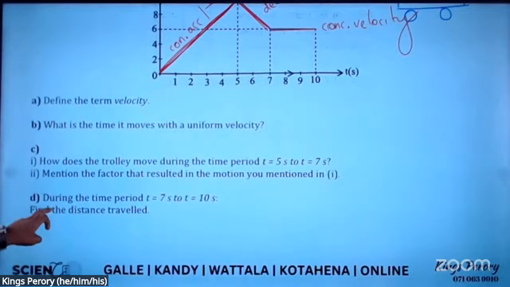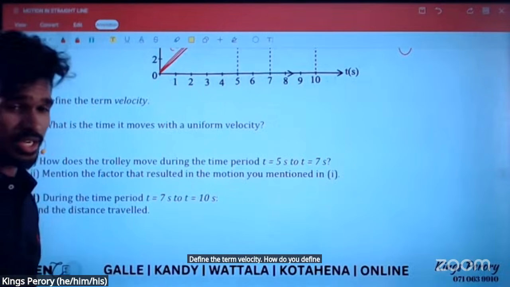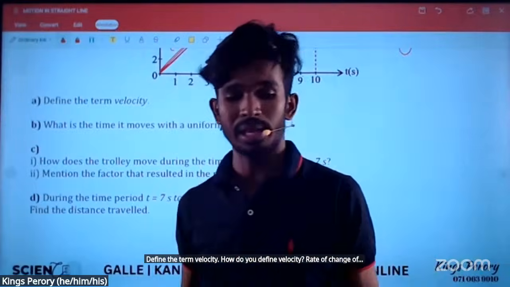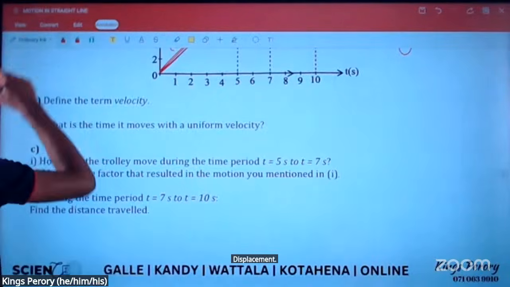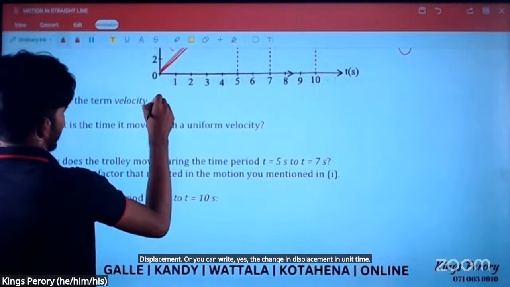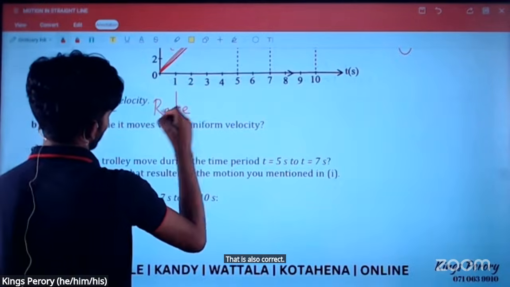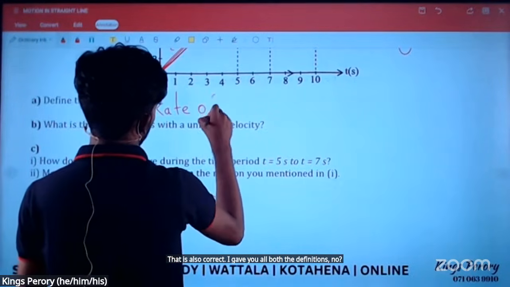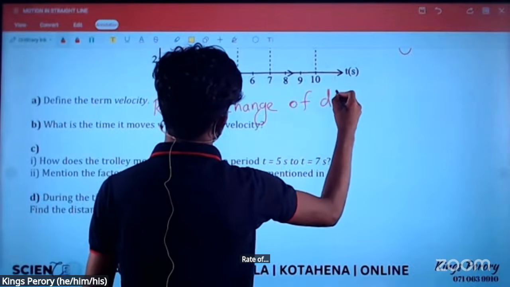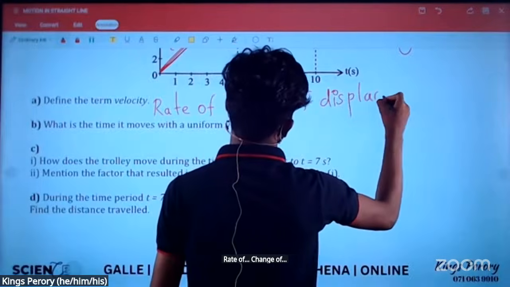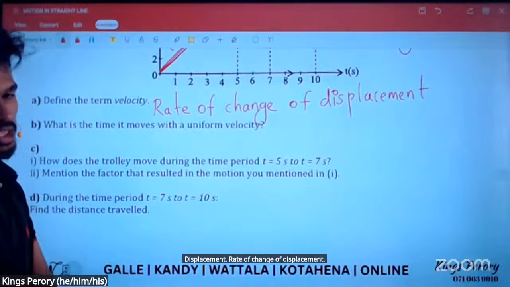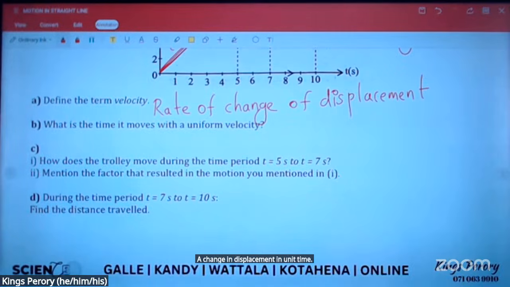Define the term velocity. How do you define velocity? Rate of change of displacement. Or you can write, yes, the change in displacement in unit time. That is also correct. I gave you all both the definitions, no? Rate of change of displacement, or change in displacement in unit time.